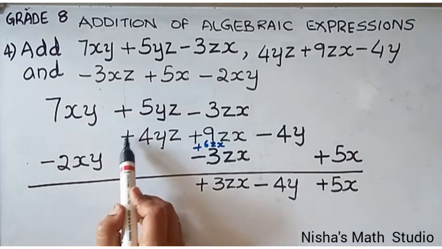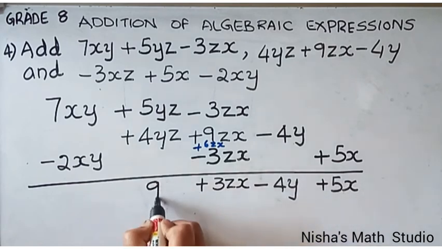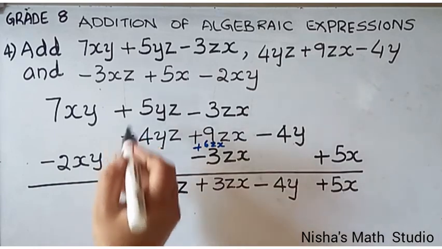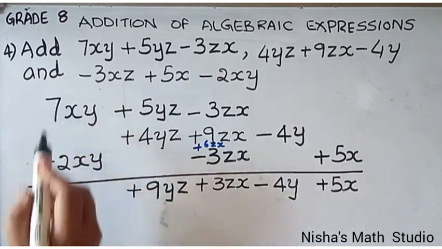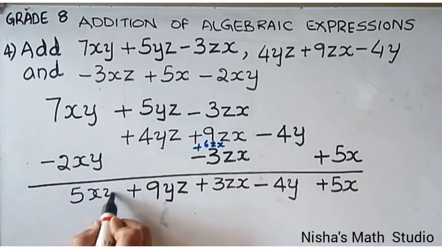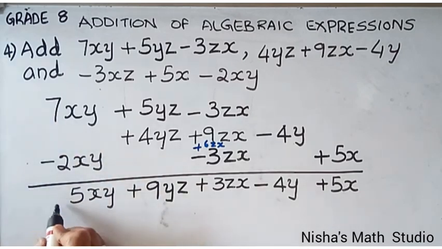Here both are positive. So you simply have to add this. 5 plus 4 will give you 9yz. Plus, here also you have one positive, one negative. So you have to subtract. 7 minus 2 will give you 5. Same variable again. Sign of the bigger number is positive, so it is plus, but if it is in the beginning we need not put it.